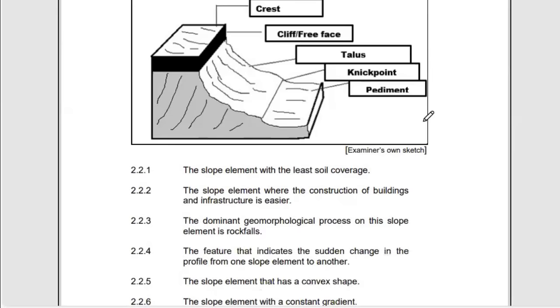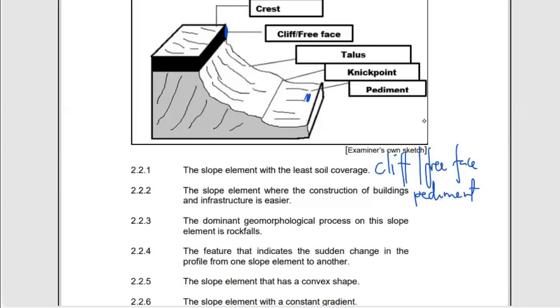elements. The slope element with the least soil coverage, least soil, is on the cliff or the free face. Why we are saying so, if you check here, it's almost vertical. There cannot be soil accumulating on that vertical slope. 2.2.2, it says the slope element where construction of buildings and infrastructure is easier. We can only do it here on the pavement.